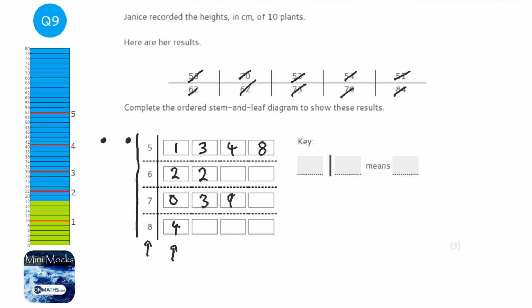The last mark, the third mark in this question, is for the key, and you just pick a value, and it doesn't even have to be a value on there, so I always just pick the first one. 5 line 1 means 51, and the reason for this is it could have meant 5.1, but if you look at the question there are no decimals, so it means 51.